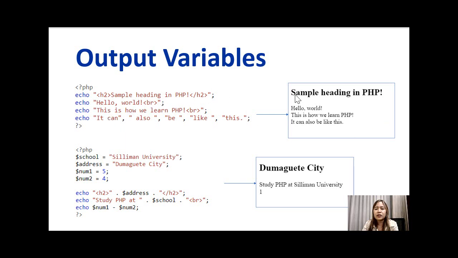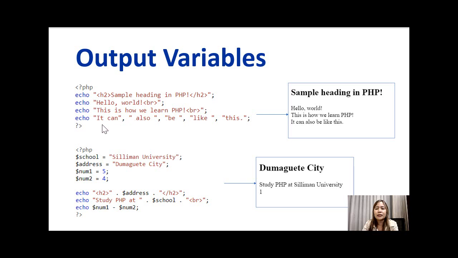So notice that there's a space between the sample heading in PHP, because this one is a heading. Naturally, even if you don't put BR or break here, it will skip a line before starting with your paragraph. So after displaying hello world, since we have the BR HTML tag, it will move on to the next line, display "This is how we learn PHP!" with an exclamation point, and then again interpret another break.